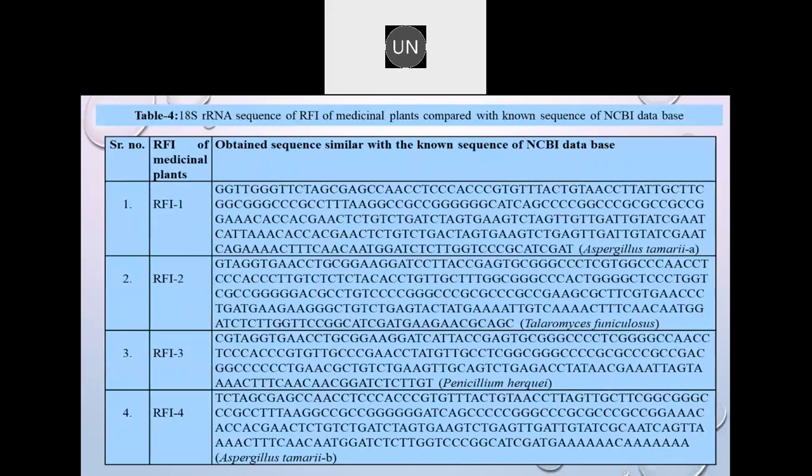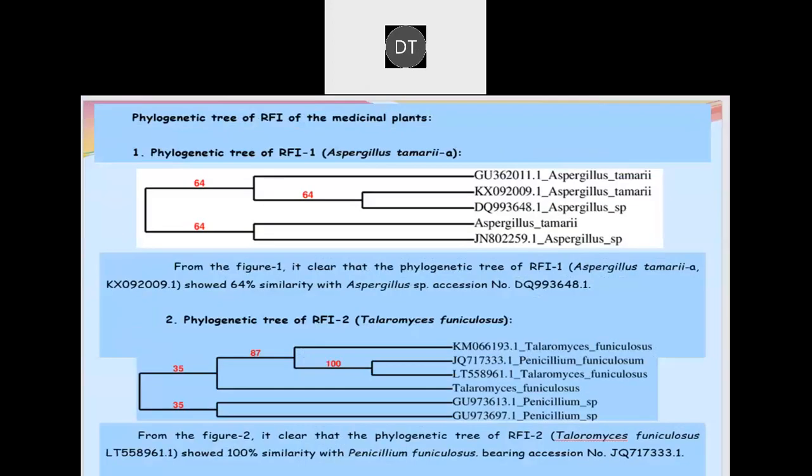Next, madam. This is the rRNA sequencing of the RFIs of the medicinal plants with known sequences from the NCBI database: RFI first, RFI second, RFI third, and RFI fourth. Next, this is the phylogenetic tree of the RFIs of the medicinal plants. In the figure it is clear that the phylogenetic tree of RFI first, Aspergillus trimeri, showed 64 similarity with Aspergillus species. And RFI second, Talaromyces funiculosus, shows 100% similarity with Penicillium funiculosum.